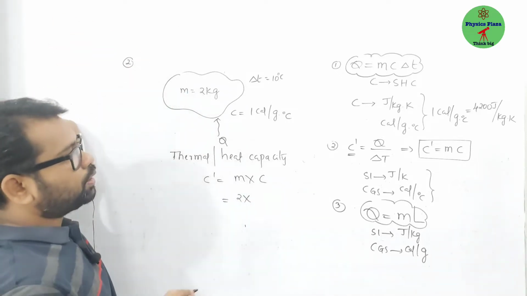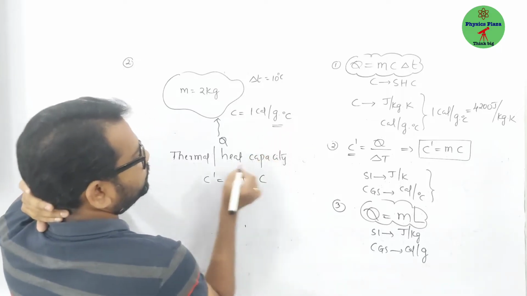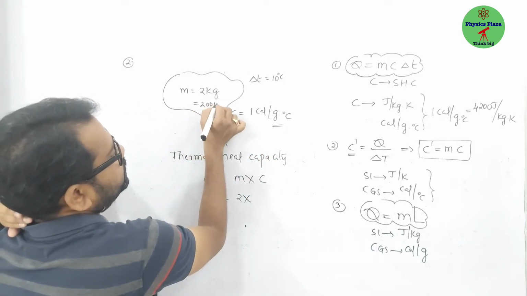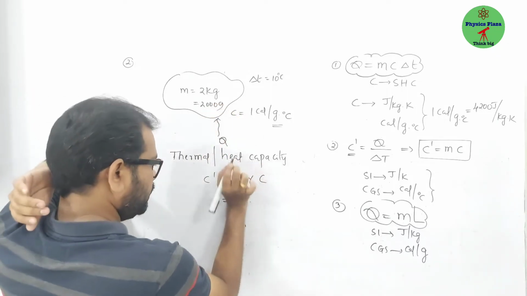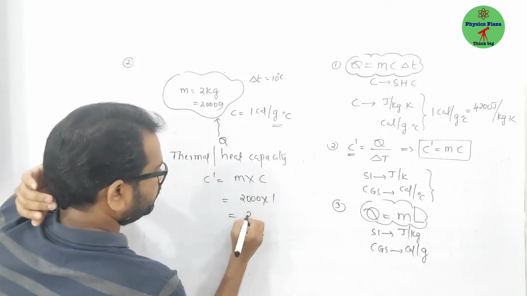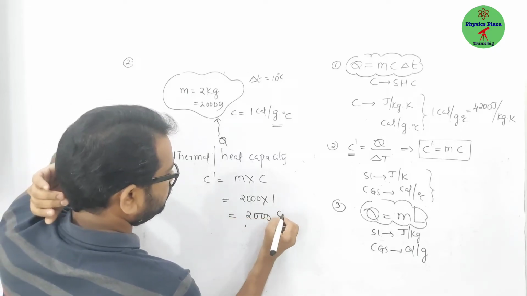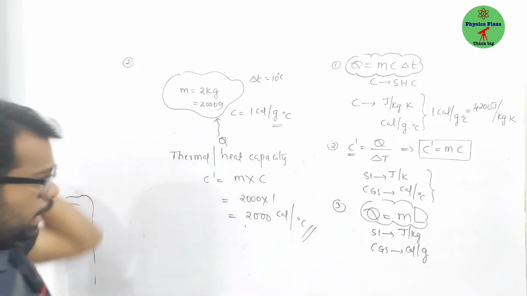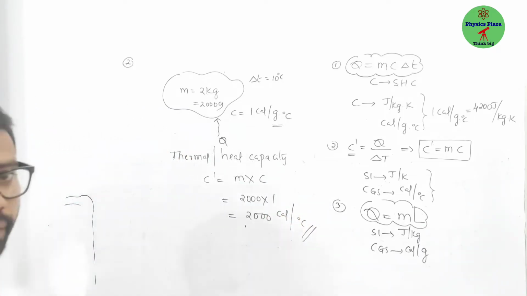Oh, here again a problem comes. It is in grams, and this is in kg. Okay, let us convert this into 2000 grams. So this will be 2000 into 1. So this will be 2000 calorie per degree Celsius. Calorie per degree Celsius. Okay, children, fine.